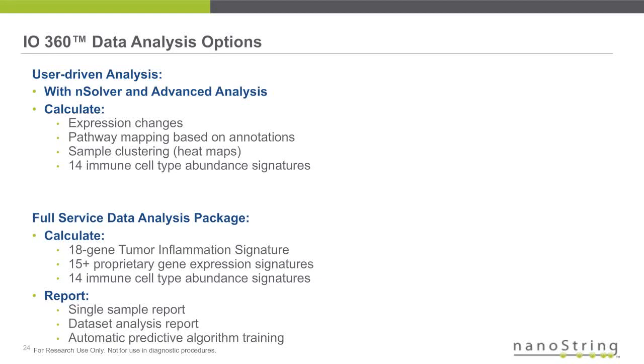And I'm going to very briefly mention the data analysis service options. So as I said, all of the annotations are available for this panel to be used, and samples can be analyzed through the NSolver and the advanced analysis software packages. And then we've also built additional data analysis services where we can calculate the precise signatures that are embedded within these panels and provide back to users single sample and multi-sample reports, which allow you to interact with the data in a very dynamic and interactive way and very quickly generate new hypotheses and quickly advance the research in immuno-oncology.